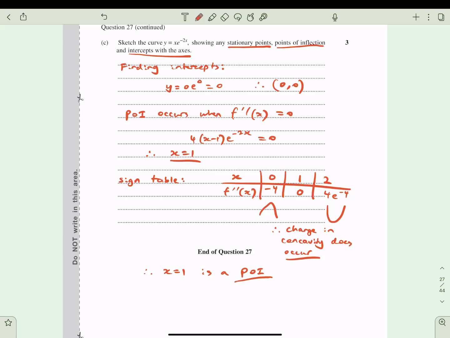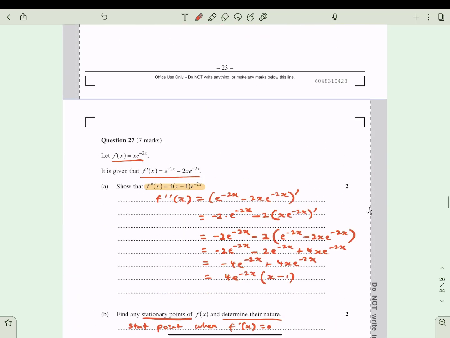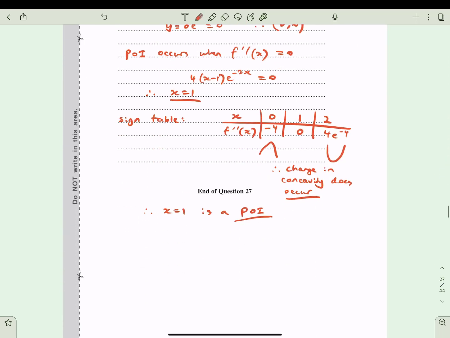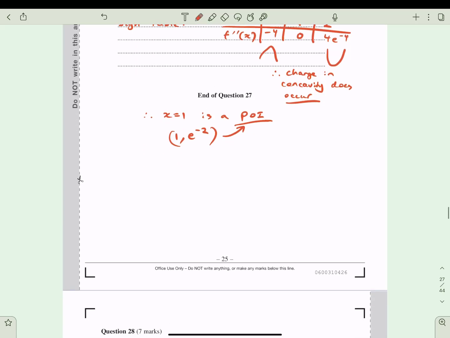Remember, since we are asked for a point, we also need to figure out what the y value is. So once again, looking back at f(x), if we let x equal 1, then my y value is going to be 1 times e to the power of negative 2. Just write that down here: x equals 1, y equals e to the power of negative 2. That is a point of inflection. Cool, so that's all our prep work done. Now we know all our points, so we can finally sketch our graph.